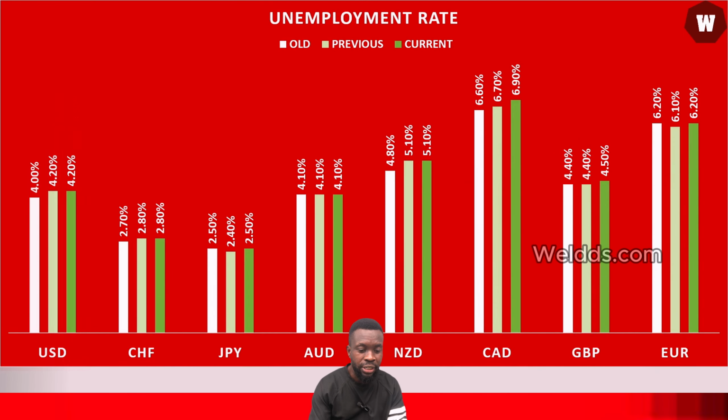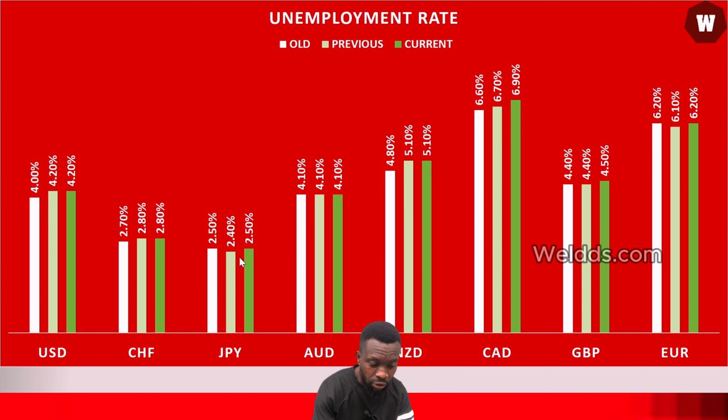Next thing we have to consider is unemployment rate. If there are not enough jobs in the economy, they might lower interest rate for companies to have access to more funding. And when there is more funding, then more jobs will be created. Look at here. For the United States, unemployment rate has remained around 4.2. In Switzerland, unemployment rate is growing. It's around 2.4. It grew from 2.7.